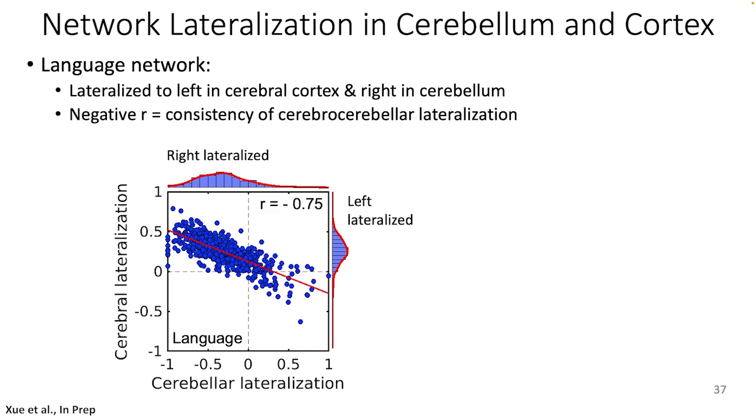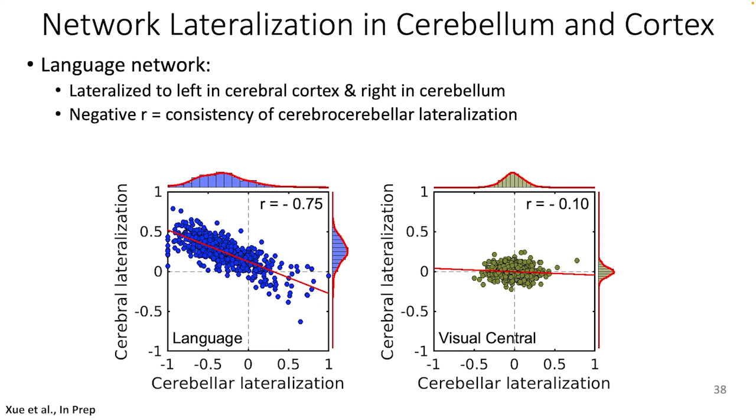To assess the consistency of network lateralization between the cerebral cortex and the cerebellum, we calculated the correlation between the cerebellar lateralization and the cerebral cortical lateralization. And for this language network, R is -0.75. On the other hand, the visual central network exhibits lower lateralization in both cerebellar and cerebral cortical networks, with a correlation of only -0.1. This indicates less consistency in cerebellar lateralization compared to the language network.